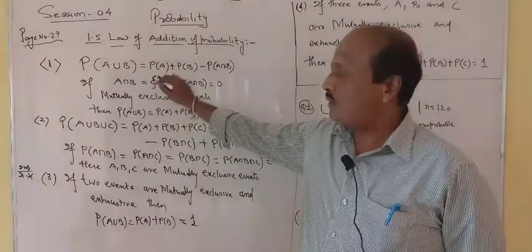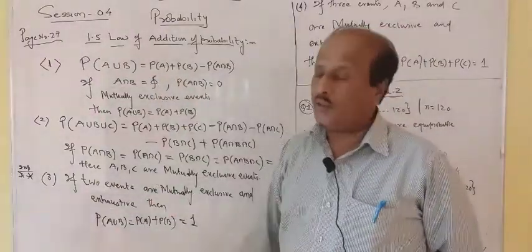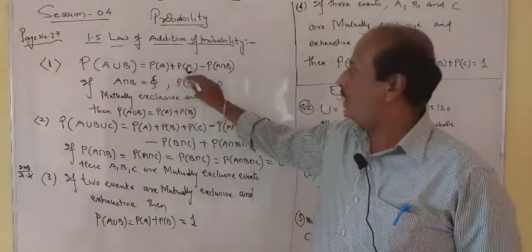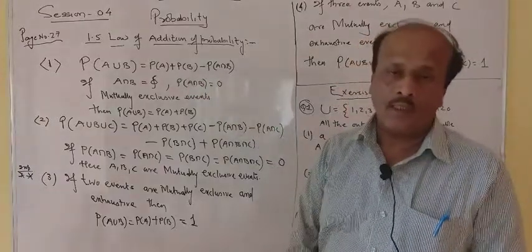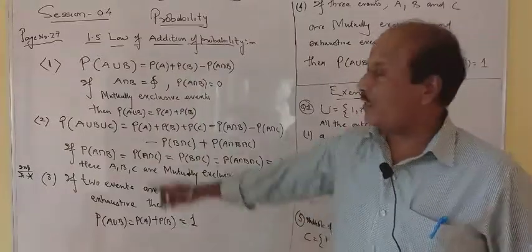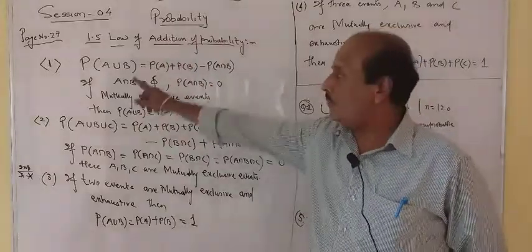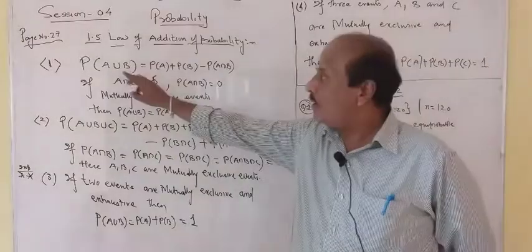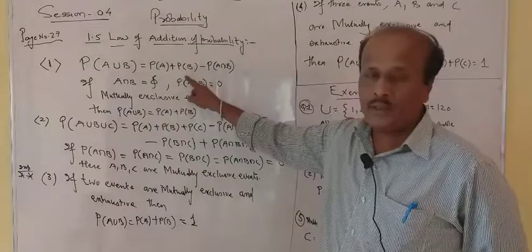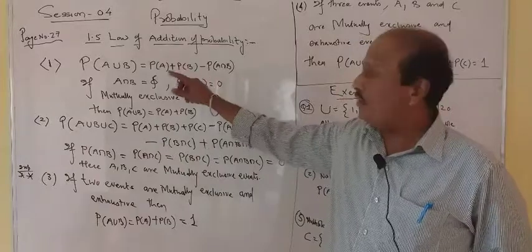One very important law is the probability of A union B. U stands for union. So probability of A union B is equal to probability of A plus probability of B minus probability of A intersection B. The same type of property is there in set theory also, where the formula is for the number of elements: n(A union B) is equal to n(A) plus n(B) minus n(A intersection B). So modifying that law we got this one.